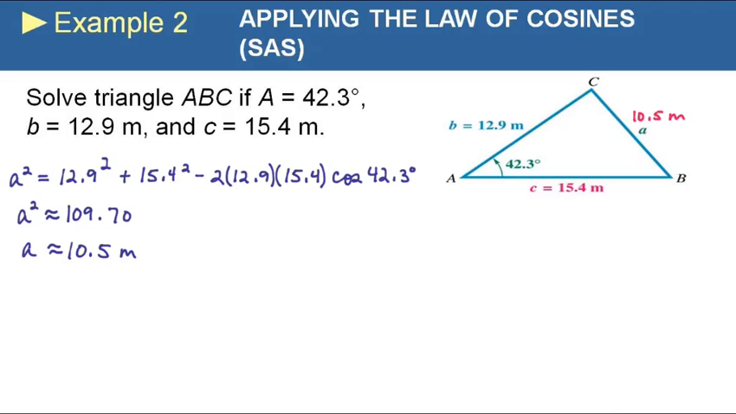But what if one of these angles is supposed to be obtuse? The calculator will not be able to tell you that. So whenever you use the law of sines to find an angle, make sure you are using it to find the smaller of the two angles. In this case, side B is 12.9 and side C is 15.4. Therefore, angle B is smaller than angle C because side B is smaller than side C. So I'm going to use the law of sines to find angle B rather than angle C.